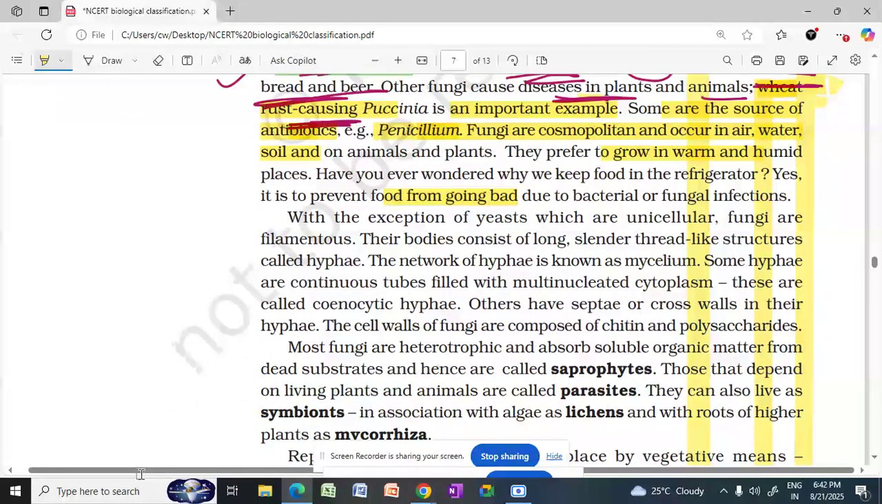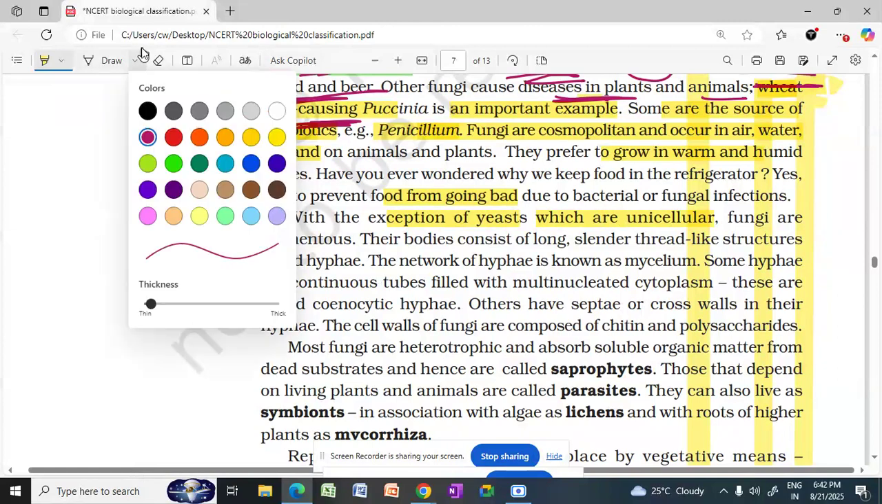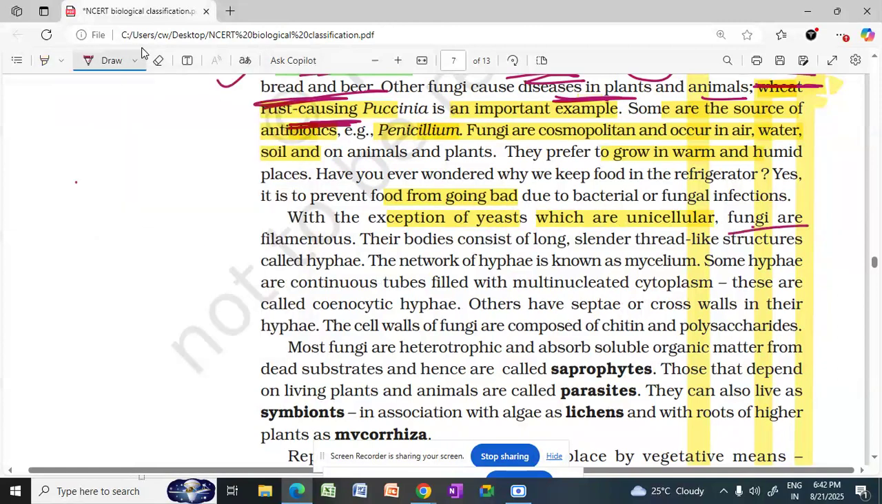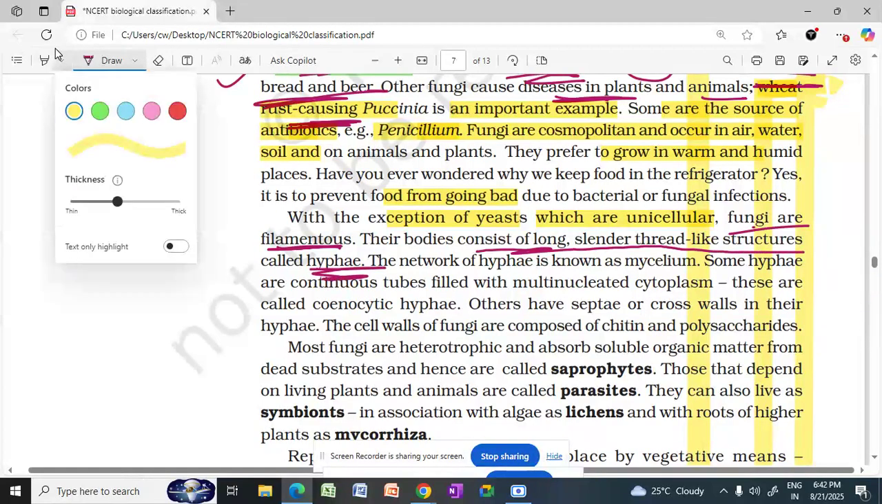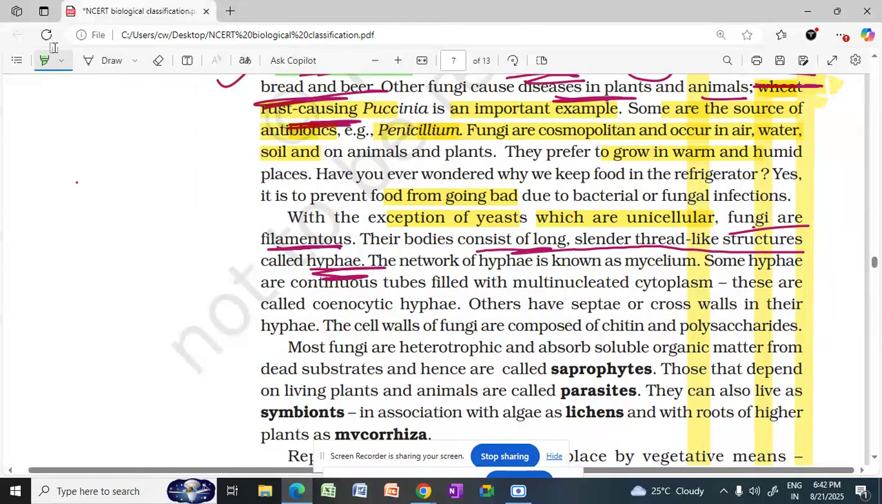With the exception of yeast, which is unicellular, fungi are filamentous. Their body consists of long cylindrical thread-like structures called hyphae. Important question: hyphae are what? Long cylinder, cylinder means thin. Long and thin thread-like structures called hyphae.